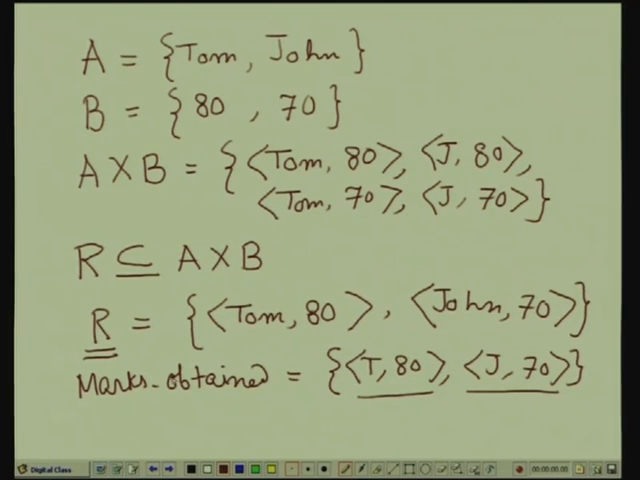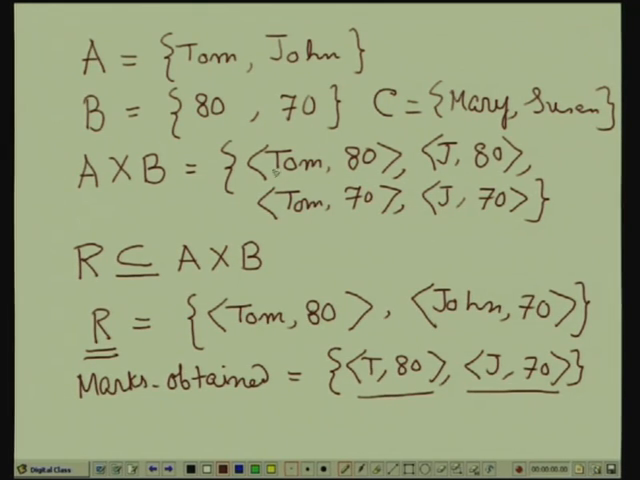So, similarly, if there was a set C like Mary and Susan, I could have defined a relation likes between A cross C. So, Tom likes Mary, John likes Mary. So, that could be a relation, all right. Now, here you see that in a relation, either this tuple belongs to this relation or it does not belong to this relation, all right. From this A cross B, either it belongs to this or it does not belong to this.